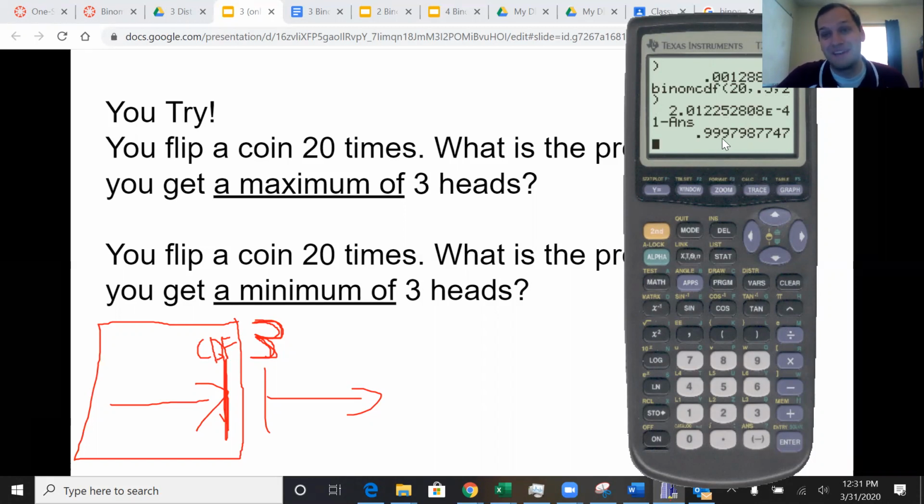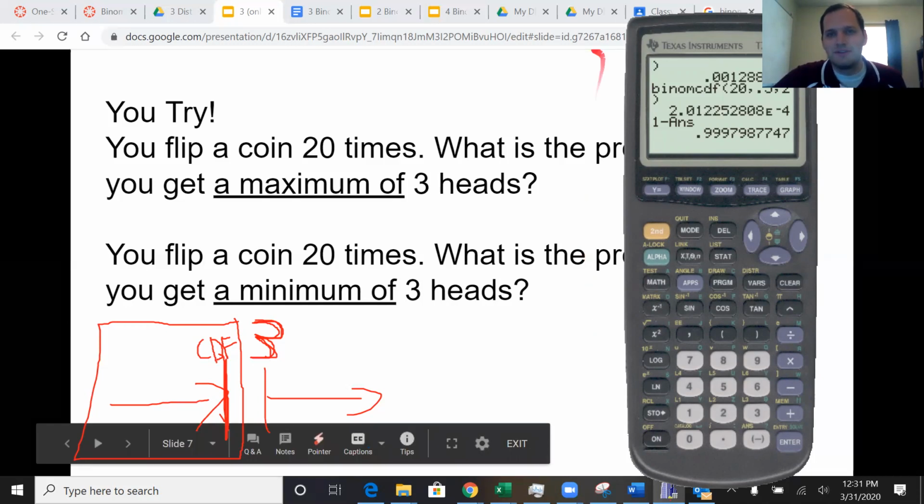99.97% chance, 99.98% chance. Since this is IB, you'd almost just round it up to a whole 100% because it's almost guaranteed every single time to have 3 or more heads. You will rarely ever see 0, 1, or 2. Okay? Let's try another one.